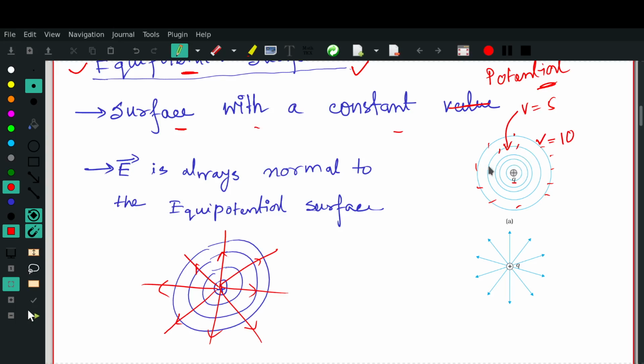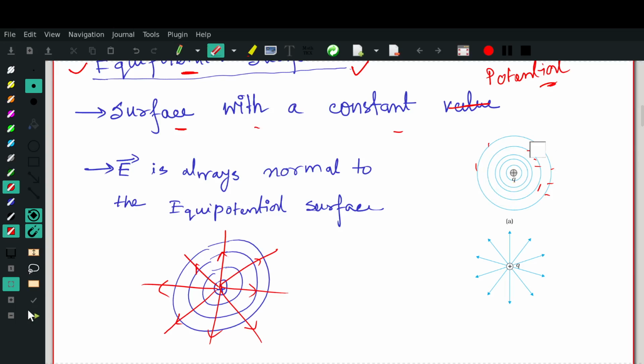So you can see that here also the potentials are denoted, the same potential is denoted by some surface, okay? So here it is just a sphere, okay? So this is the whole idea about the equipotential, okay? So another very important fact is the electric field is always normal to the equipotential surface, okay?